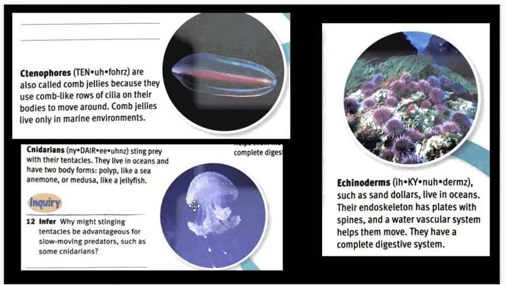Over here on the right we have echinoderms. Echinoderms include sand dollars, sea urchins, starfish, all of those kinds of things. They have endoskeletons. They have skeletons that are inside of the body.